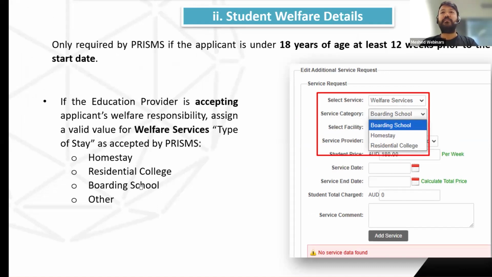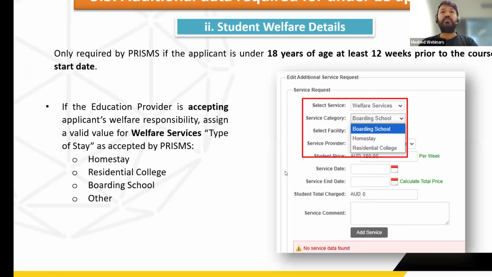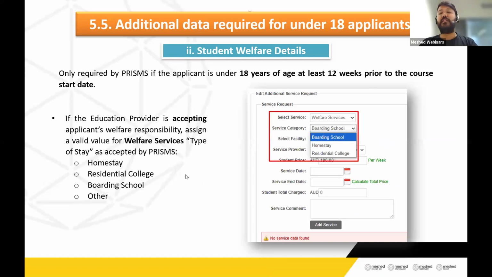So if you are managing the service setup in the mesh platform, you need to make sure that you are recording the type of stay as this information. So you need to supply this information as well. If a provider doesn't accept the welfare arrangement for the student, you have to select a checkbox in the system saying that you are not offering the welfare services, and the system will pass that same information while creating the COE. So these are the main important information that we need for creating a successful COE.